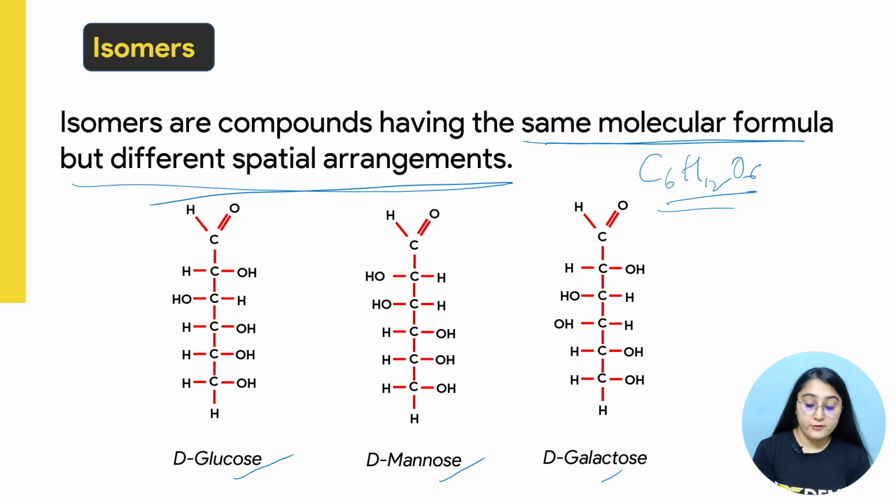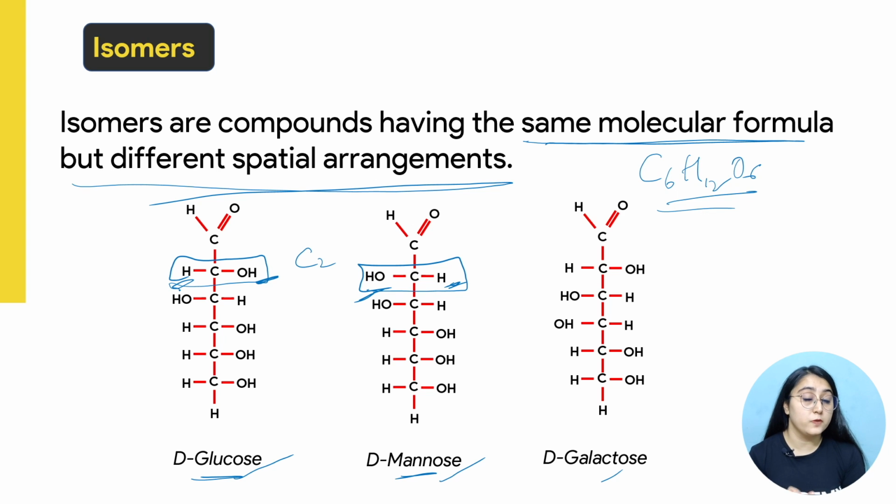For example, if I compare mannose to glucose, we see that this carbon number 2 over here, they differ at the C2 configuration. The OH position is different and so is the H. So their spatial arrangement of the OH and H is different at the C2 or carbon 2.